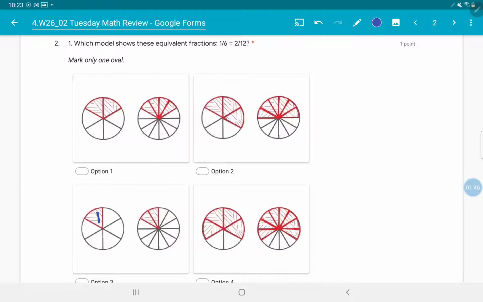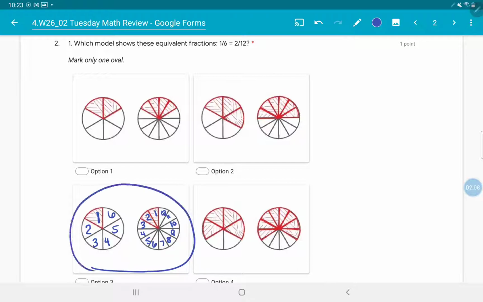In option 3, we have one piece shaded in that first model. There are 6 pieces in the whole. And if I look at the second model there's 2 pieces shaded. And in the whole thing, there are 12 pieces. And I can tell by looking at what's shaded that that's the same amount. So if I think of those as pizzas, that's what I think of when I see a circle cut into pieces like that. That's kind of what I visualize.